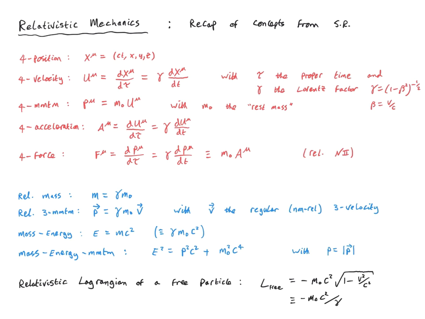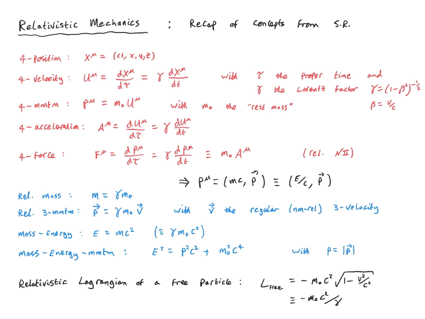Using these definitions, we can then write the momentum p mu in terms of the relativistic mass times the speed of light and the relativistic 3-momentum. We can also write this by the mass-energy relation as the energy divided by the speed of light and the relativistic momentum. We'll actually be using these expressions for the momentum quite extensively in this lecture.